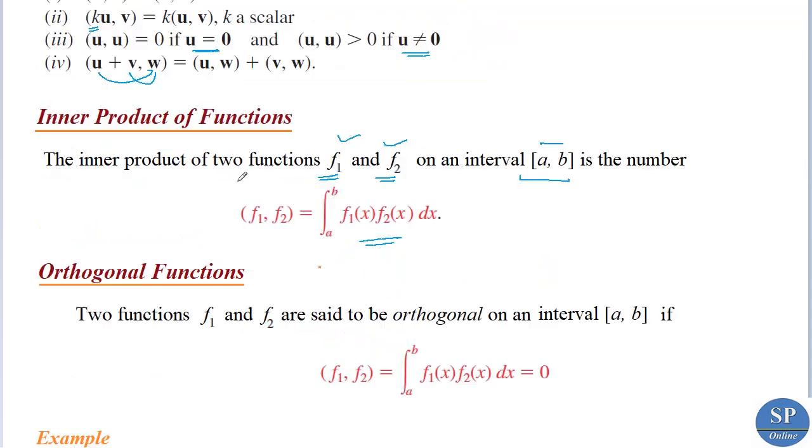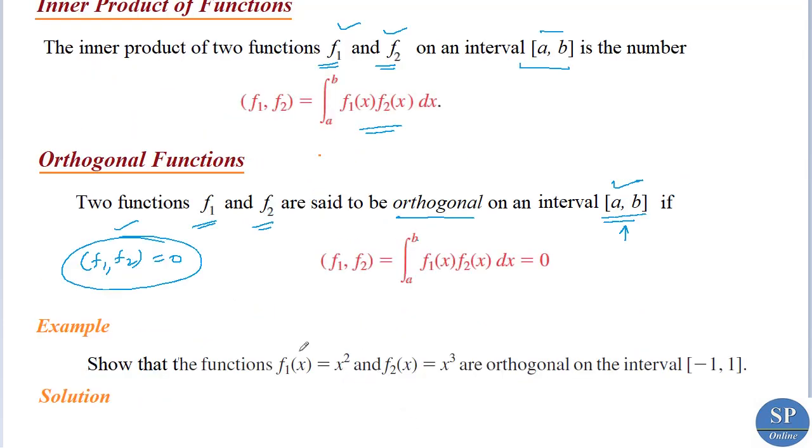Now we can define orthogonal functions. Two functions f1 and f2 are said to be orthogonal on an interval ab if their inner product is equal to 0. So if the inner product of two functions f1 and f2 equals 0, then we can say that they are orthogonal. That is, f1 and f2 are orthogonal on an interval ab if the integral a to b f1(x) f2(x) dx equals 0. This is the interval ab, so we have to integrate from a to b, and if it is 0, then we can say that f1 and f2 are orthogonal.